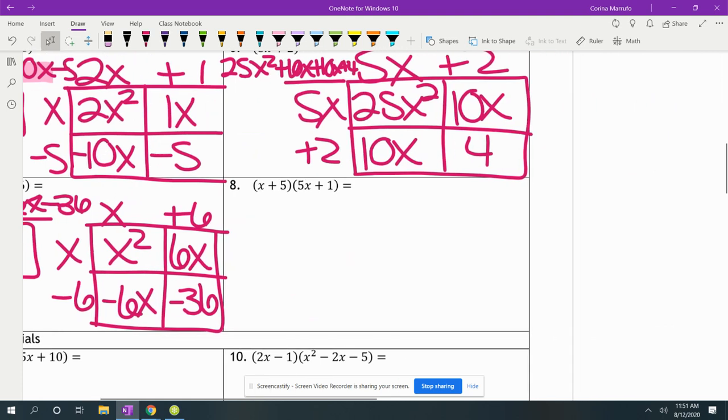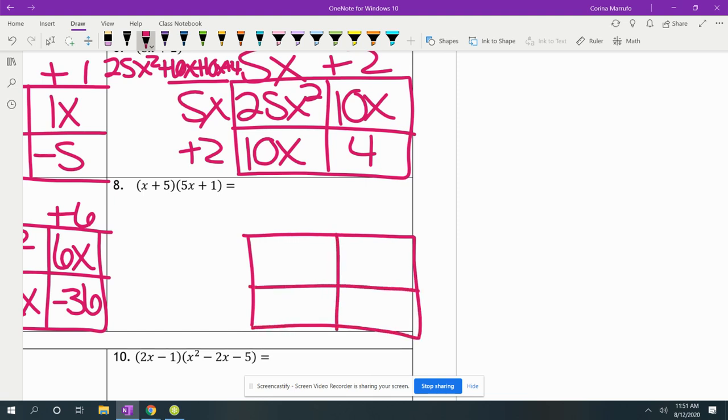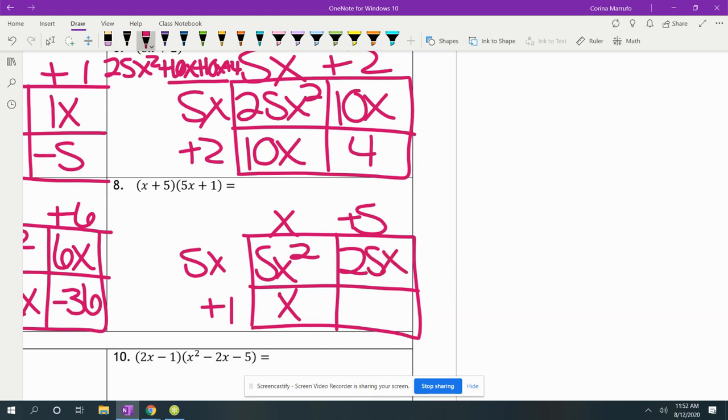All right, the next one, x plus 5 times 5x plus 1. I'm going to go ahead and make a box. And so here we have x plus 5 and 5x plus 1. And we start multiplying. So we get 5x squared. 1 times x is just x. 5 times 5x is 25x. And then 5 times 1 is 5.